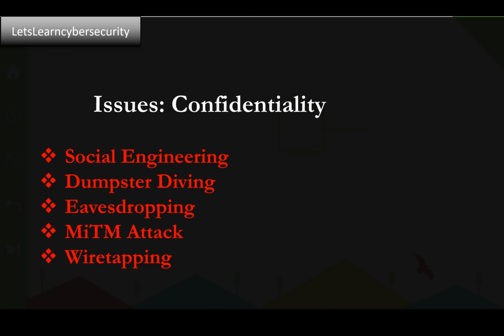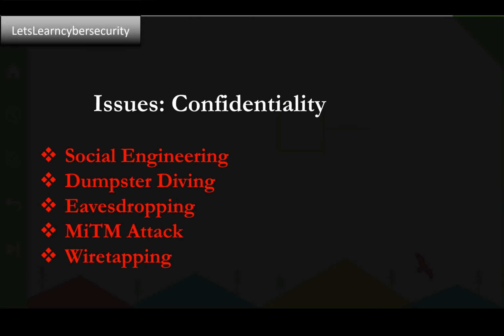Now let's come to issues with each of these components in the CIA Triad. First, confidentiality, issues with confidentiality. 1. Social engineering. Social engineering is actually a technique that perpetrators or attackers use to trick users into revealing specific information or even doing specific actions.